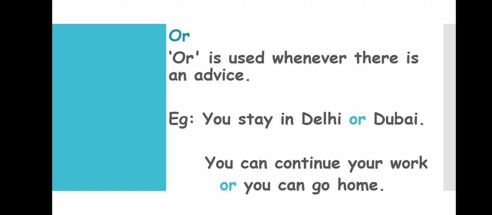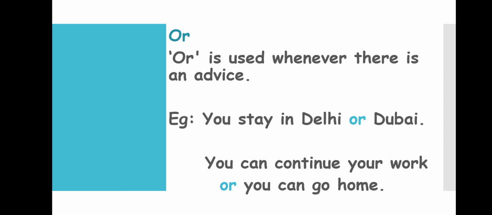You stay in Delhi or Dubai. Here we have two options or two choices. Either you can stay in Delhi or you can stay in Dubai. So we have a choice. We can choose Delhi or we can choose Dubai. So it's a choice, the matter of choice. So we can use the conjunction or.